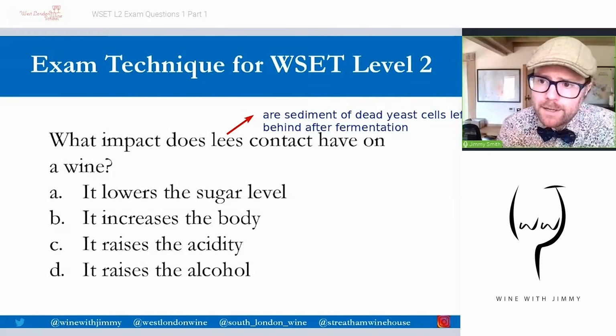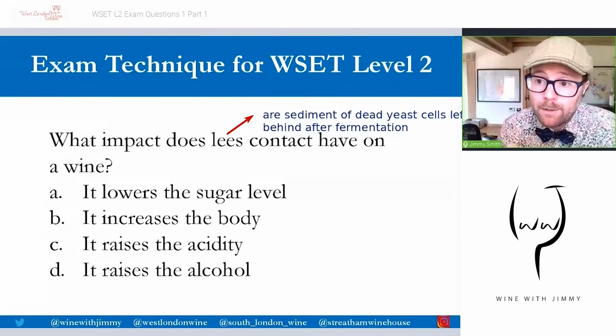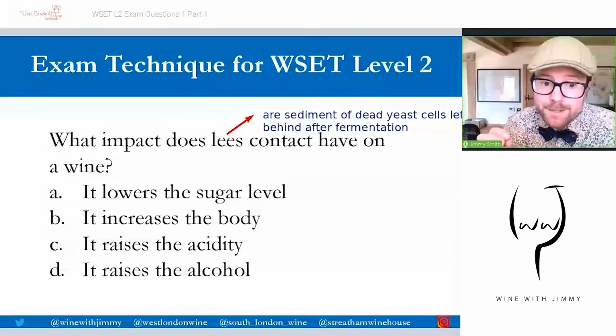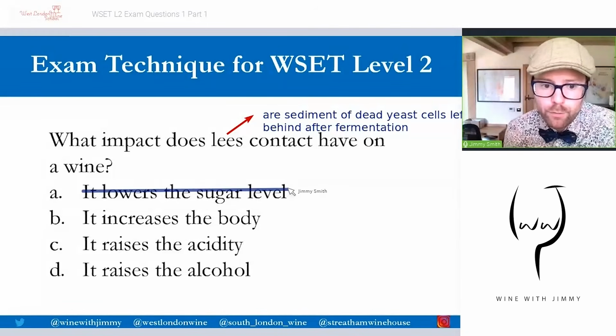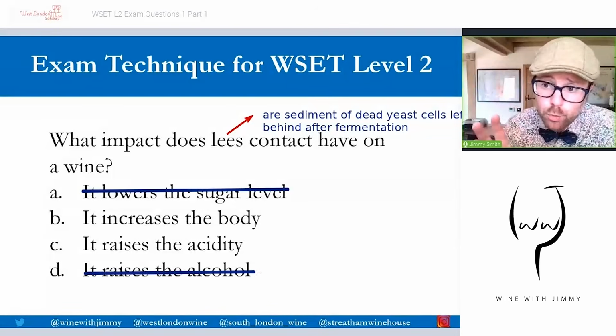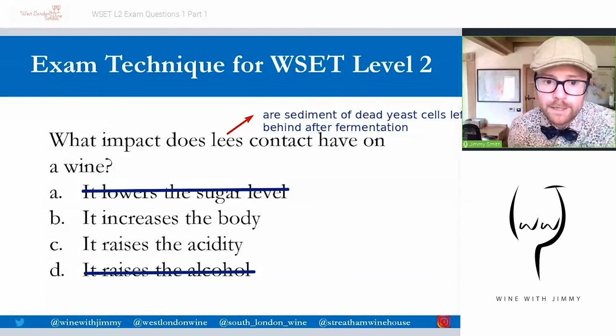So lees, when yeast is active and fermenting, it actually does decrease the sugar levels and increases alcohol, but that's during fermentation. And we don't call it lees at that point, it's active yeast. So that's slightly trickier, but we're going to get rid of that one, and therefore we can get rid of raising alcohol, because that will all be done with the actual yeast, but the yeast at this time has died and formed the sediment called the lees.